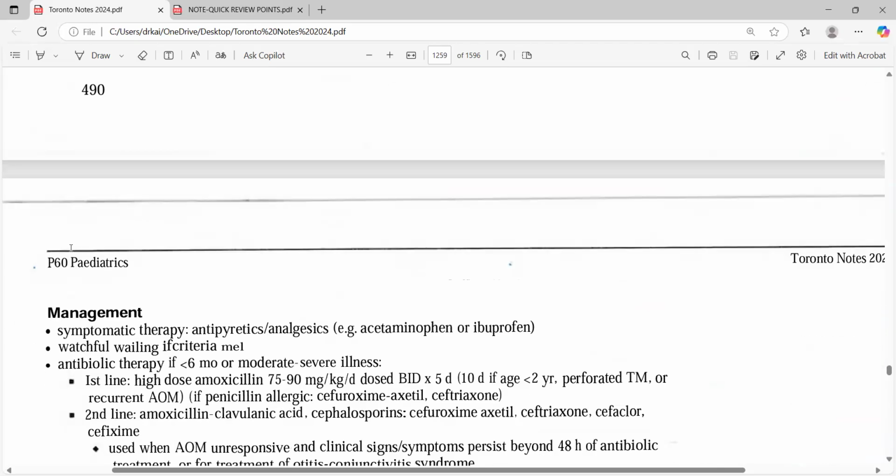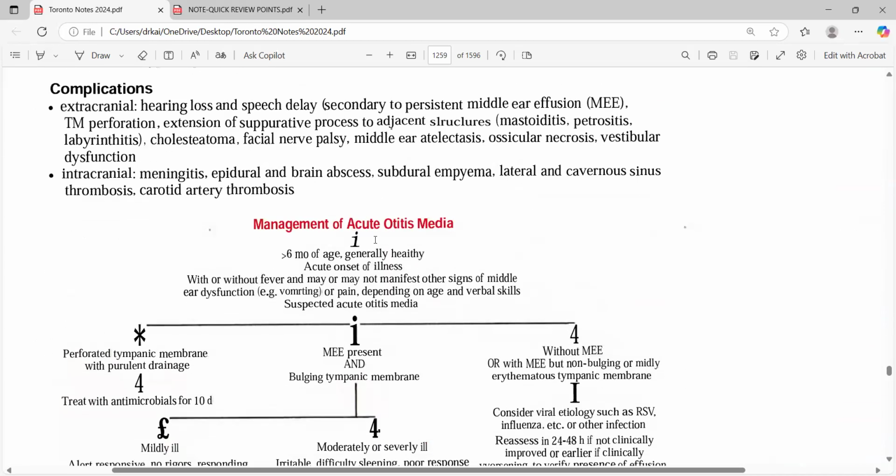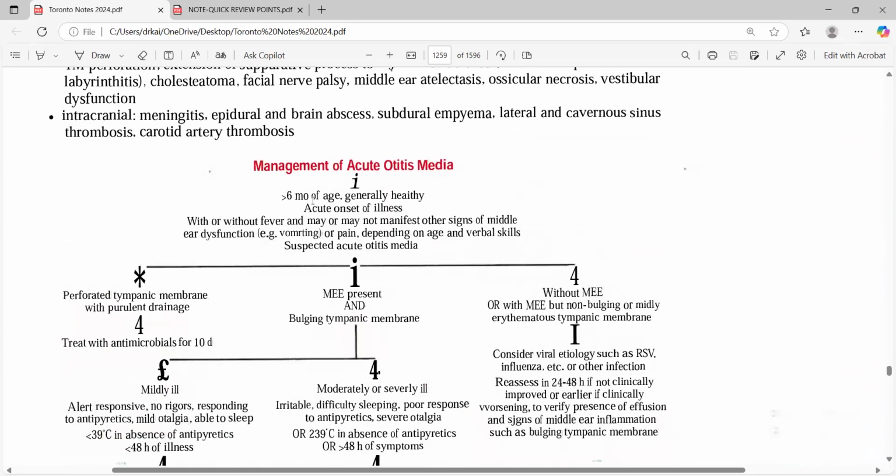Then let's directly do this table. Management of acute otitis media. If more than 6 months of age, generally healthy, with acute onset of illness with or without fever, and may or may not manifest other signs of middle ear infection like vomiting or pain, depending on the age or the verbal symptoms, then suspect acute otitis media.